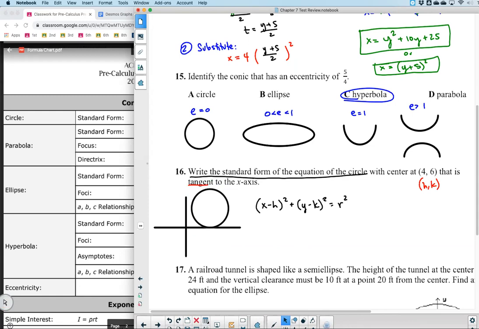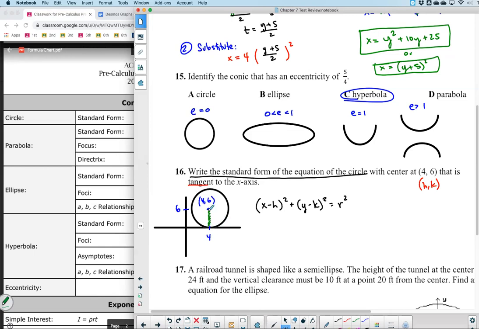Okay, the center of this problem tells us is at 4, 6. That means the x value is 4. The y value is 6. This can get tricky. I want you to think about it. If it's tangent to the x-axis, what's the radius length? 4? And that's why it's so tricky. Everyone always says 4 because that's what it's connected to. But it's not. My drawing is technically bad.